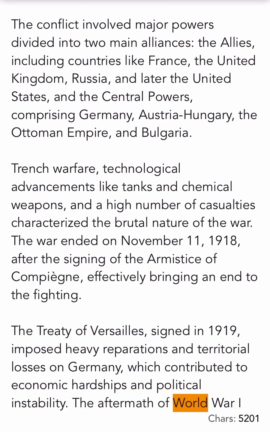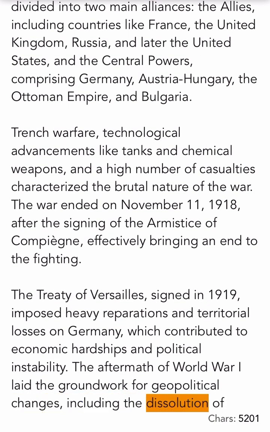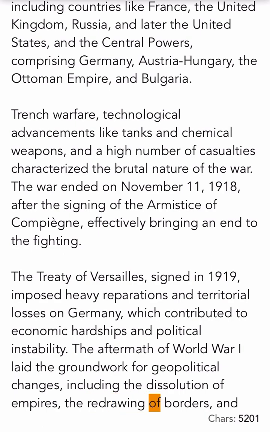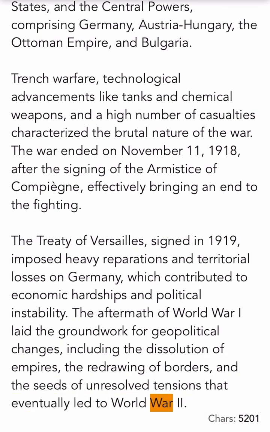The aftermath of World War I laid the groundwork for geopolitical changes, including the dissolution of empires, the redrawing of borders, and the seeds of unresolved tensions that eventually led to World War II.